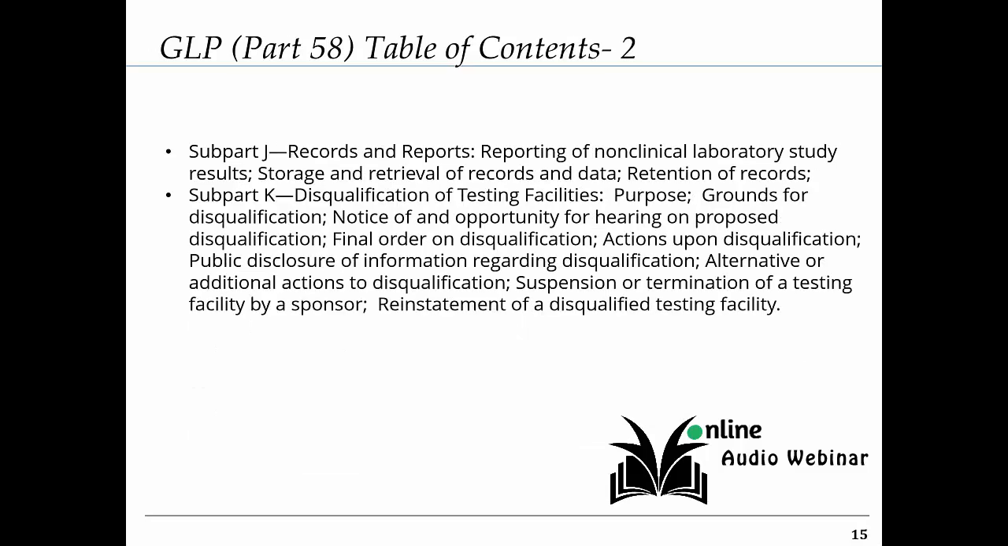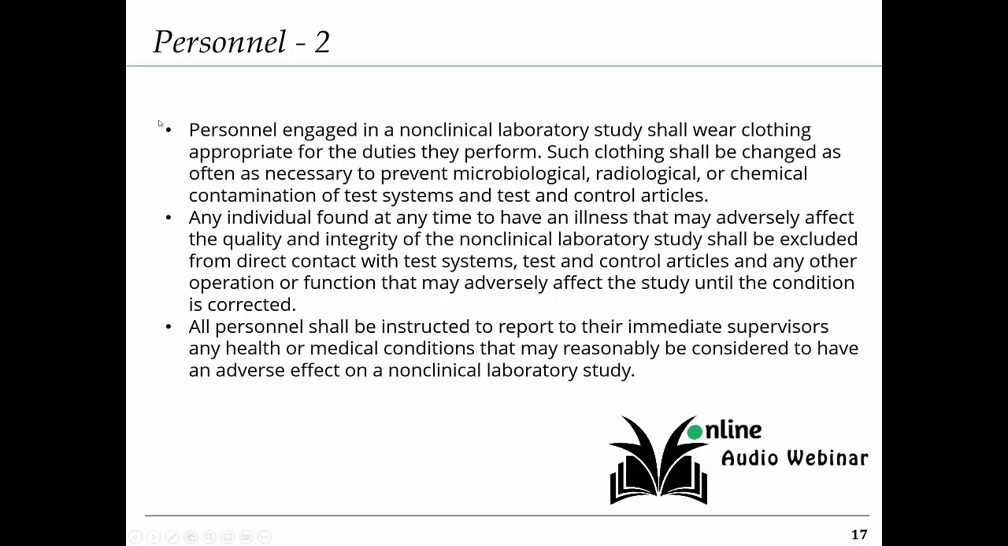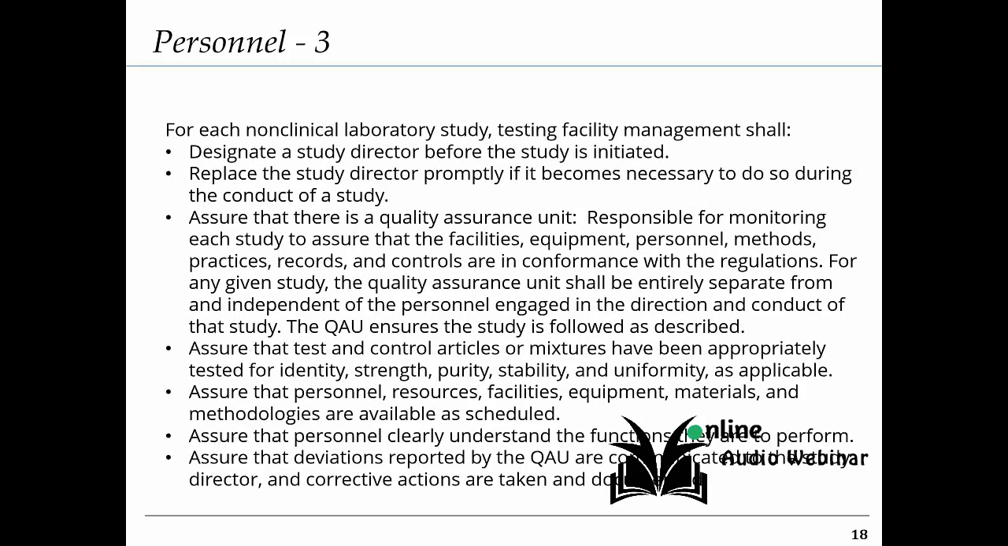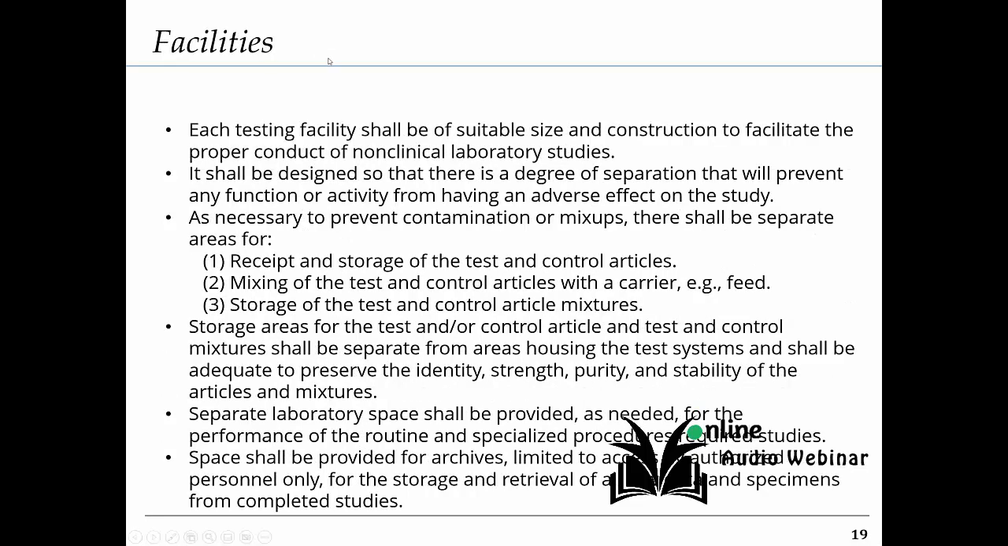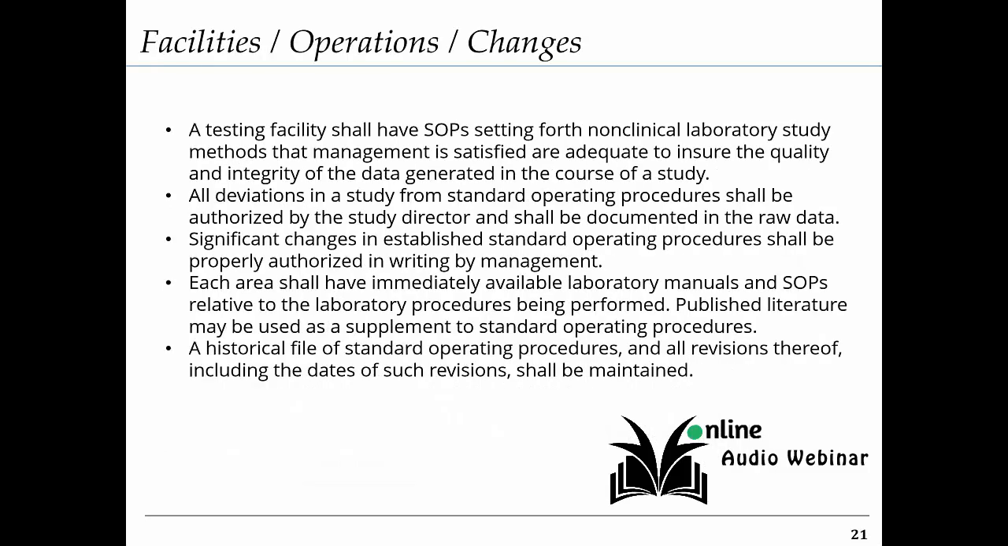There's subpart J, records and reports. So specifically looking at personnel, you notice here a discussion on the appropriate clothing. Now, before you start a study, you designate a study director. Your SOP should spell that out. The facilities, we've talked a lot about that, but your lab facilities is what we're focused on here. Equipment, of course, we're talking about all kinds of equipment here. We're talking about production equipment, but we're focused on lab equipment and or test equipment. Facilities, operations, and changing.